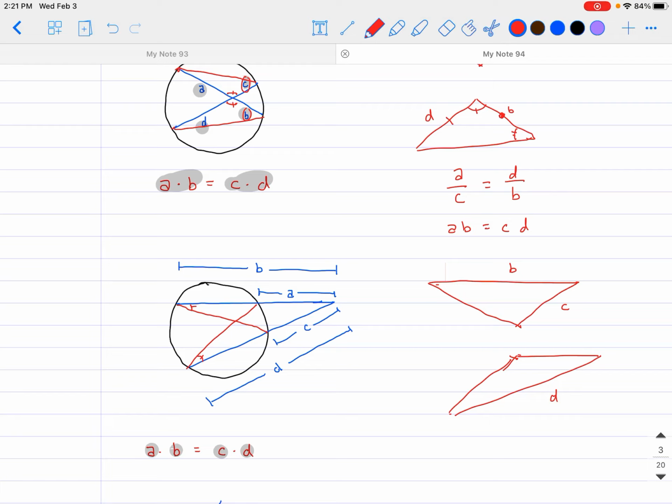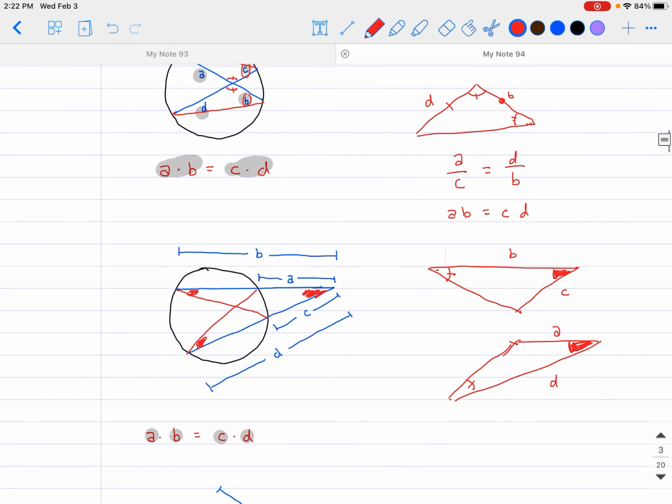Okay, so earlier we were saying that these two angles right here are congruent to each other because they're referring to the same arc. So that means that in here this angle is congruent to this angle. And if you look at the angle over here between B and C, this one right here is the same as this angle right here because of the reflexive property. That is referencing this angle over here. So by AA similarity, these two triangles are similar.